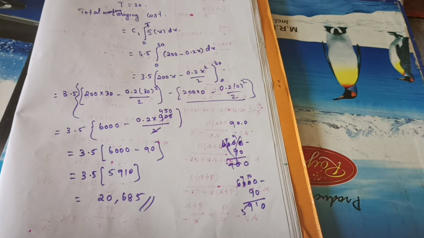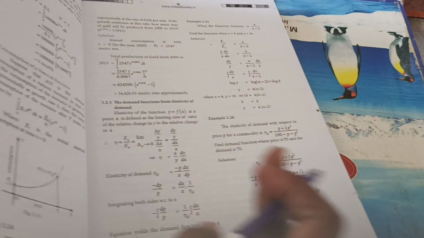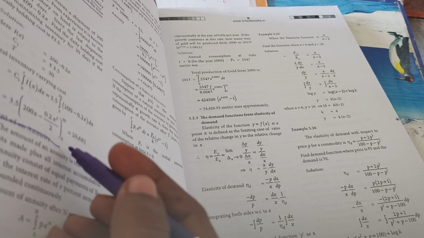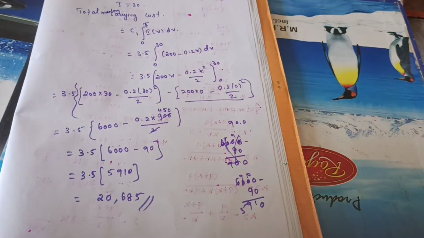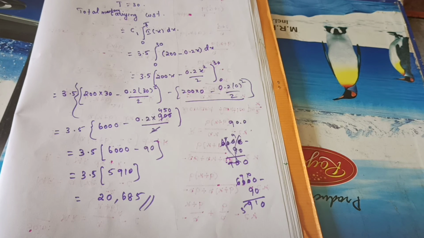The amount of the annuity is the sum of all payments made plus all interest accumulated. Let the annuity consist of equal payments of rupees P and let the interest rate of r% annually be compounded continuously. Amount of annuity after n payments. So that 2 lines is enough. Remaining you can learn from your book. Put the heading: amount of annuity after n payments is equal to integral 0 to n of P into e power rt dt.